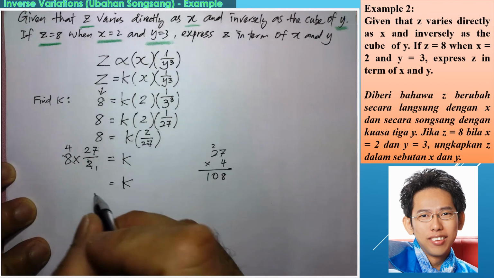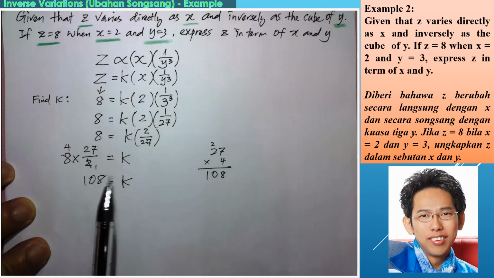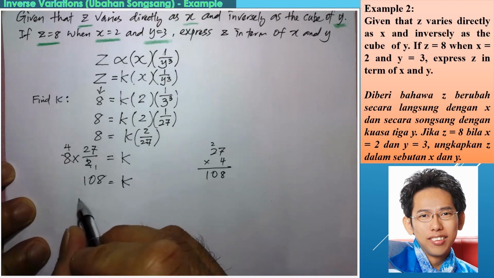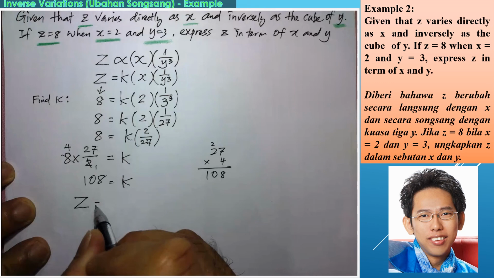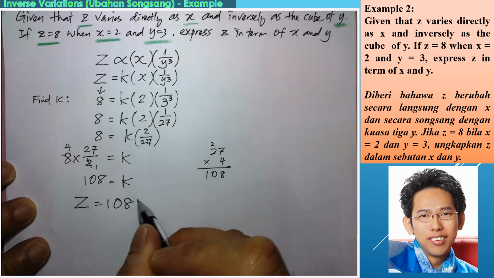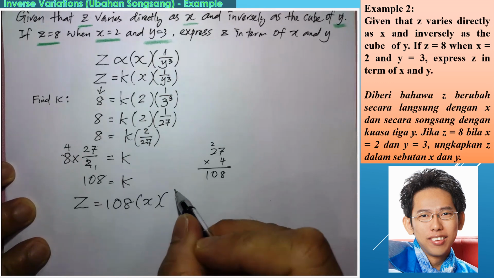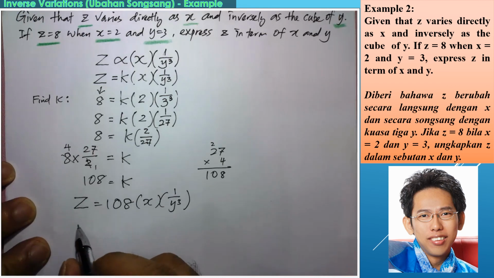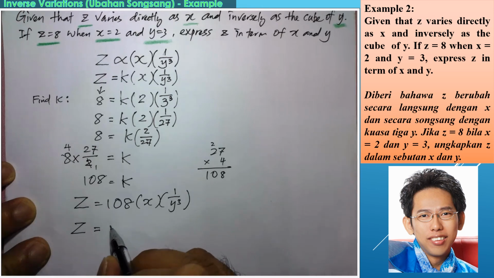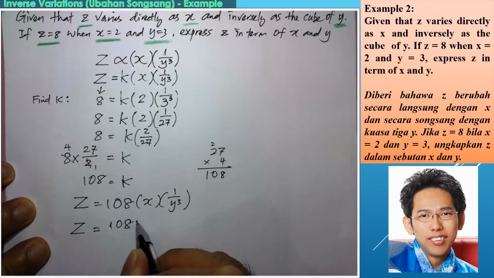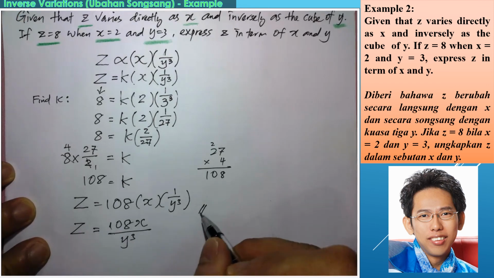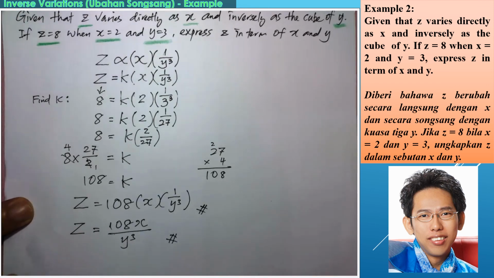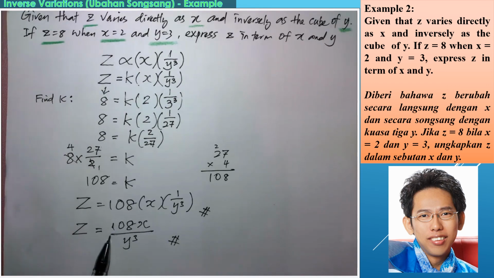So this one is 108. So we write the expression. So now Z equals 108 X times 1 over Y power 3. Or you can write it this way, Z equals 108X divided by Y cubed. Okay, same thing. So these two are the same. Just the difference is this one we put in one row, this one we put in fractions mode.